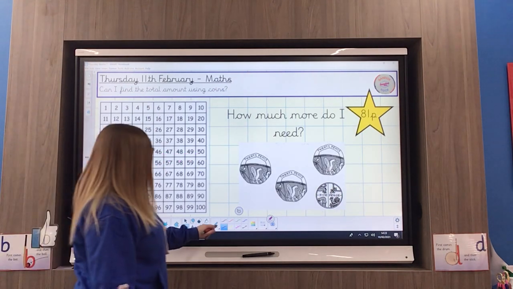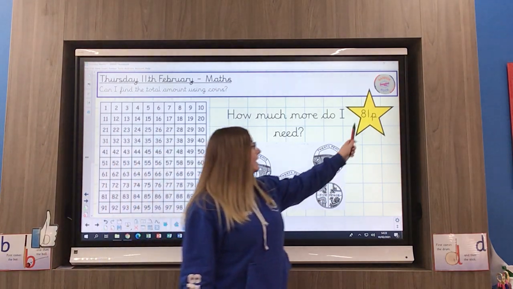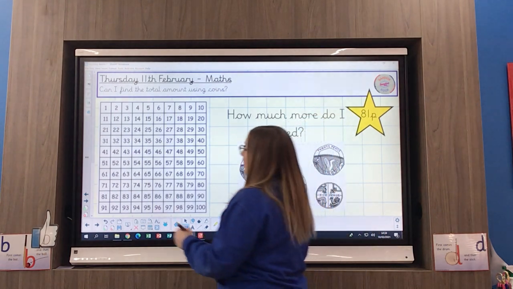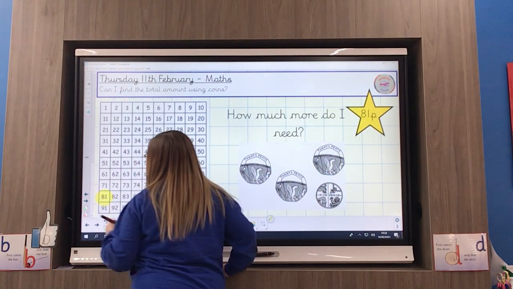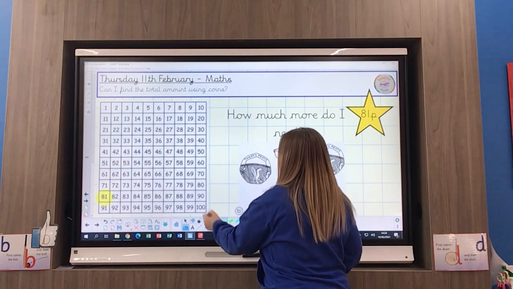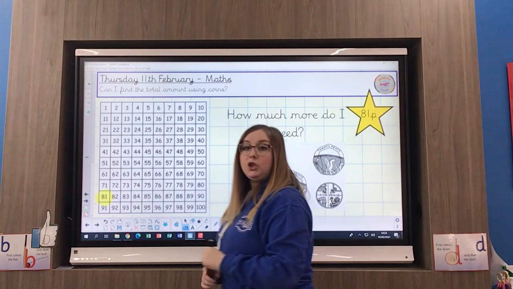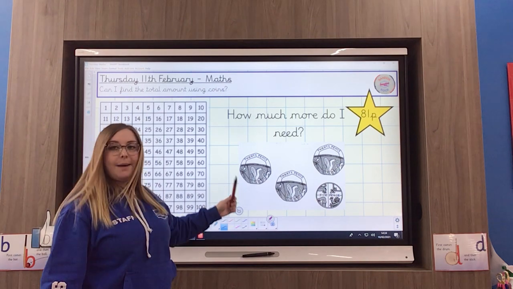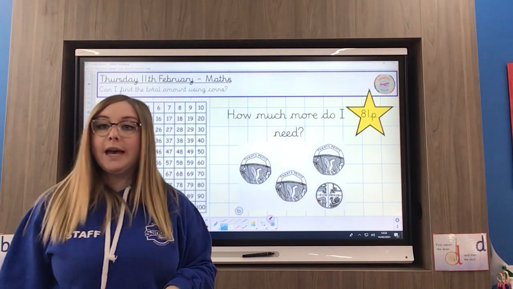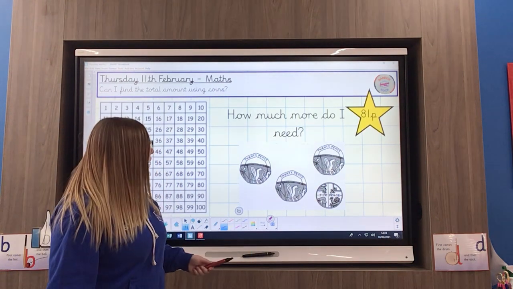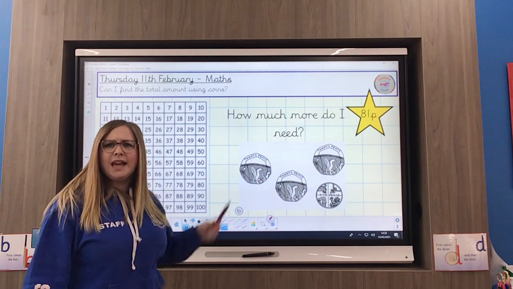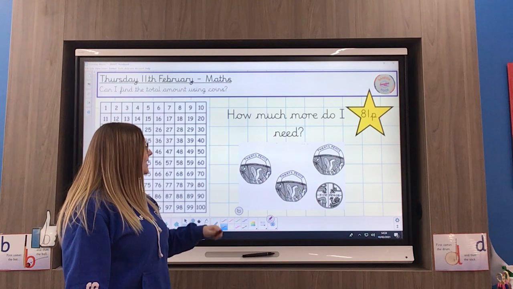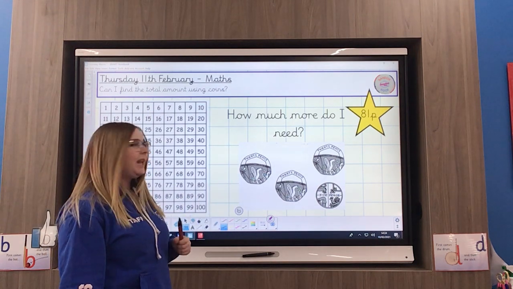Okay, so this time I need 81 pence. So let's find 81 on our 100 square. Okay, there it is. And then what do I need to do, Year 4? I've got some coins here, but what do I need to do with them? I need to find out how much I've got. So these are a bit tricky to do in my head, so I'm going to use my 100 square to help me. So I've got 20, 20, 20.